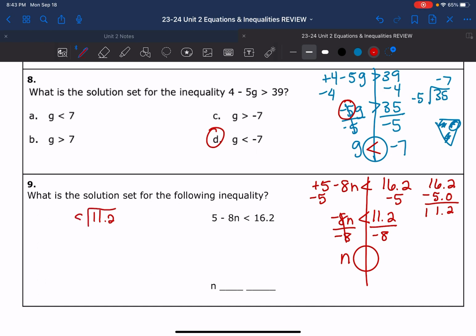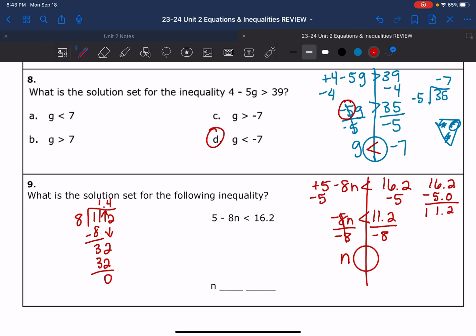11.2 divided by 8. So I know that 8 can go into 11 one time. Okay, 8 times 1 is 8. That would be 3. Bring down the 2. 8 can go into 32 4 times. That would be exactly 32. Okay, and all I'm doing is bringing up that 1.4.